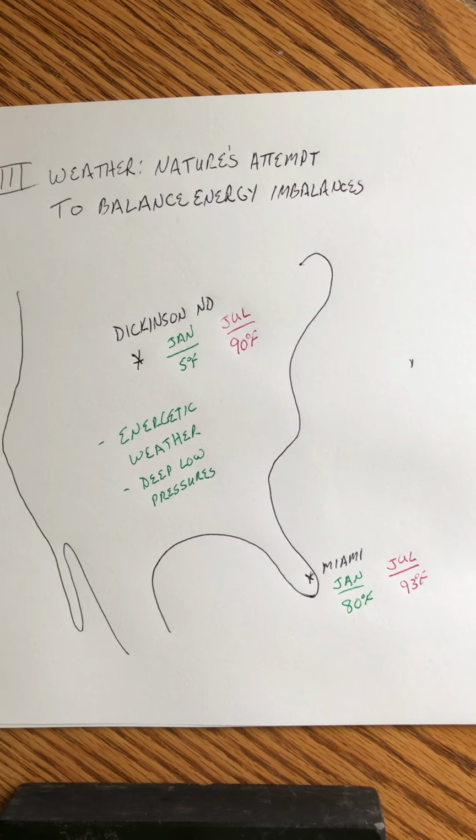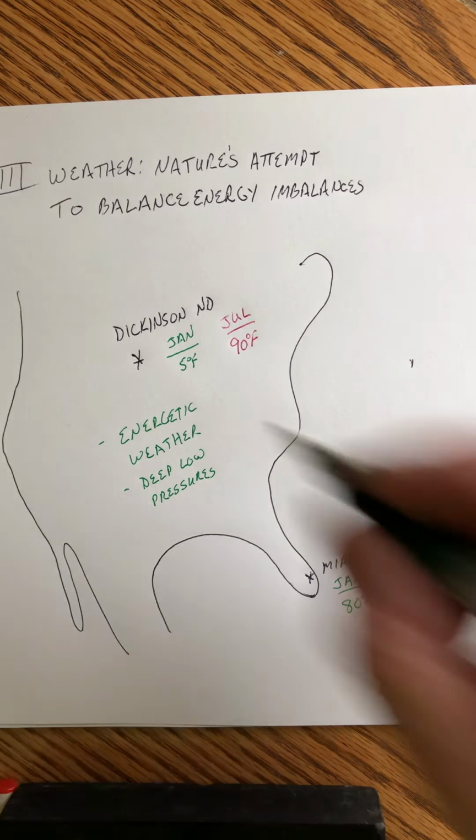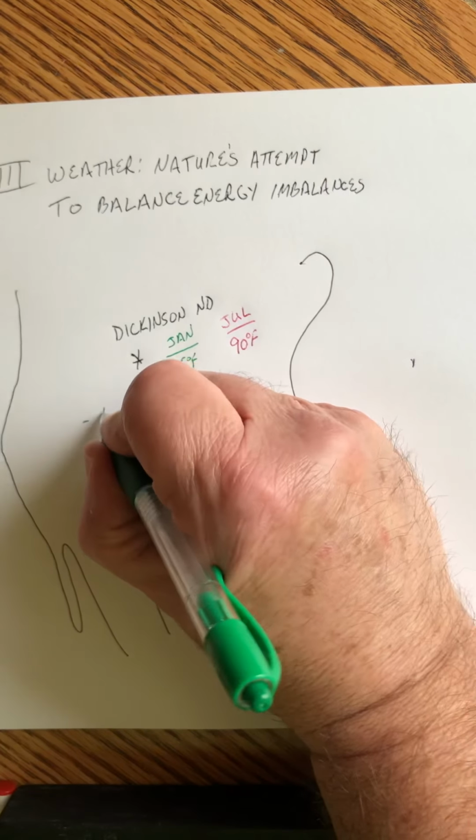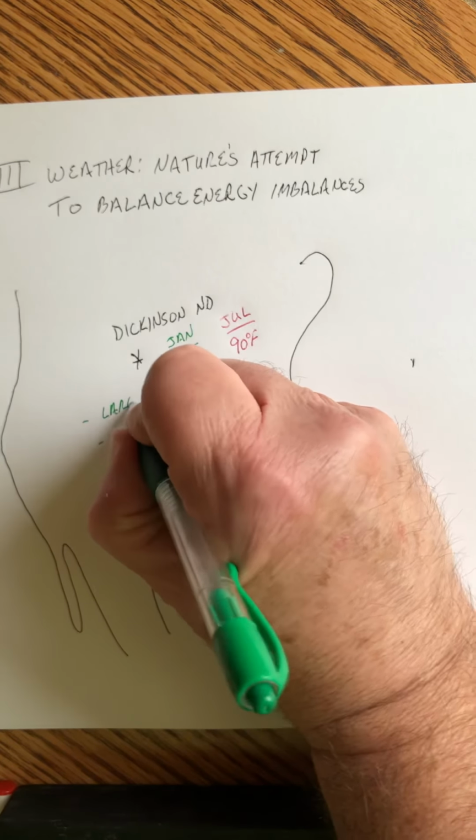In the summertime, when you have small temperature gradients, so we ought to add that too. So we've got a large temperature gradient here in winter. I still don't know how to spell gradient. Large temperature gradient, strong atmospheric circulation, so energetic weather.